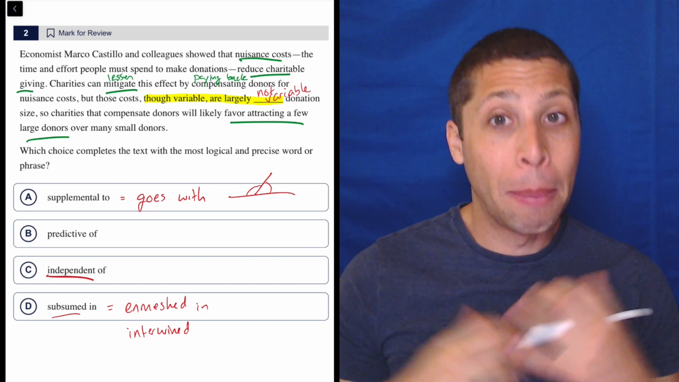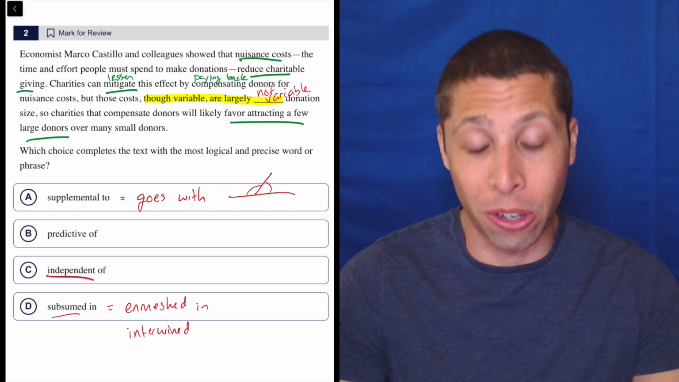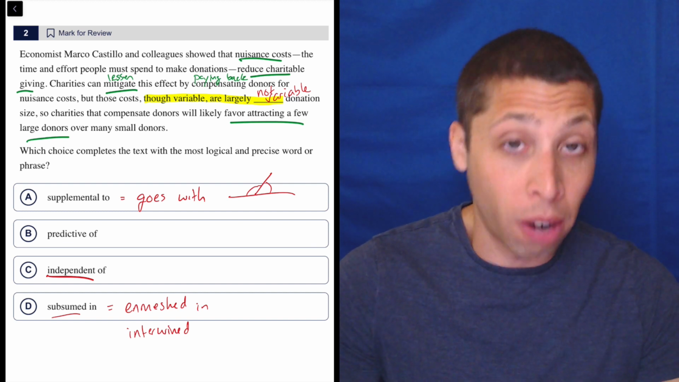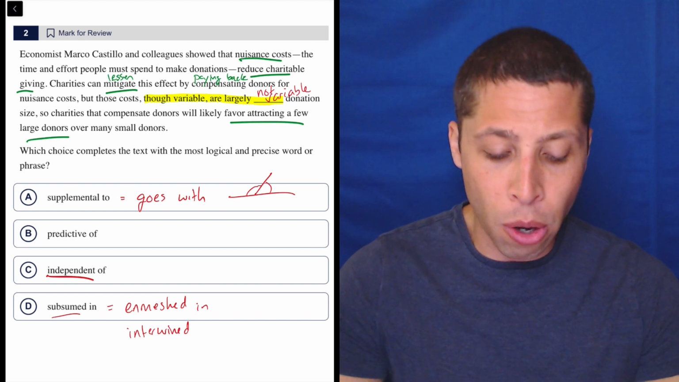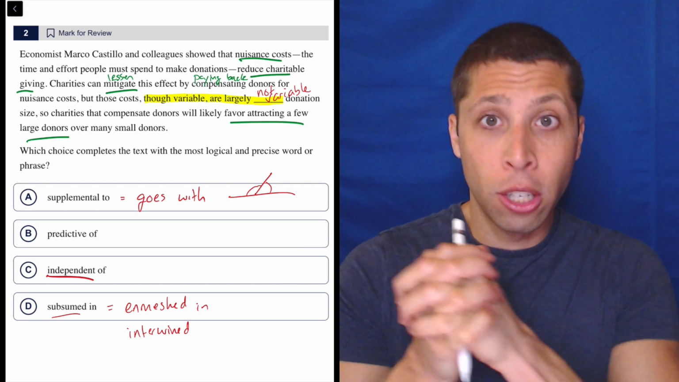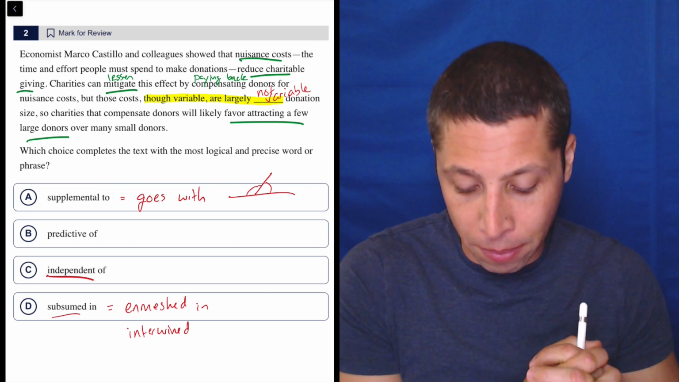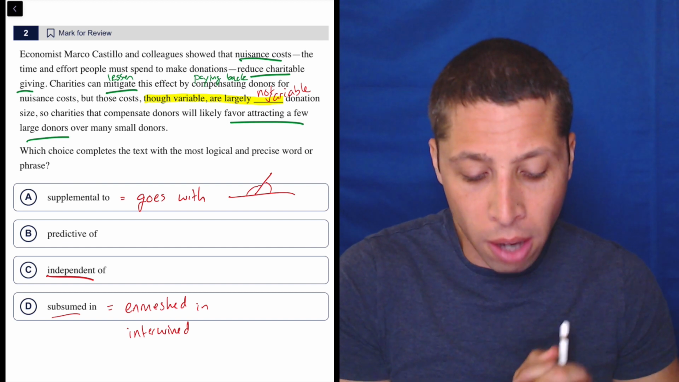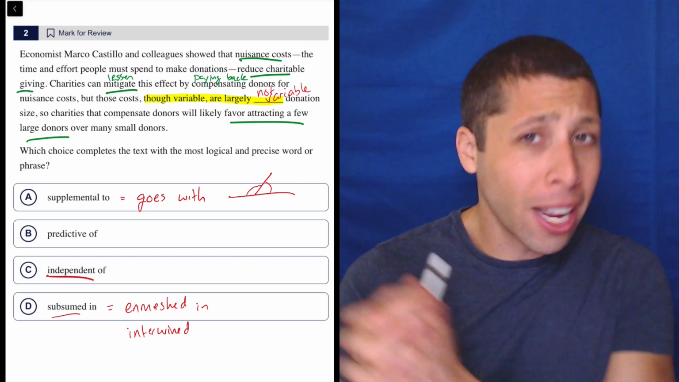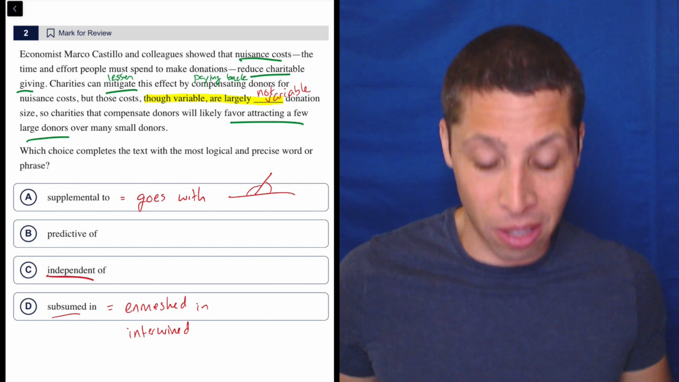but that is kind of what makes this question hard and what we need to do in order to solve it. And it's why choices B and D, and I guess A too, are not right. Because in all three cases, those words would be linking the nuisance costs to the size of the donation, right? So if we said, let's say something like predictive of, the nuisance costs, though variable, are largely predictive of donation size. So that's saying like a high cost, I guess, is going to have a high donation size, but they're saying it's not. It's not the same.